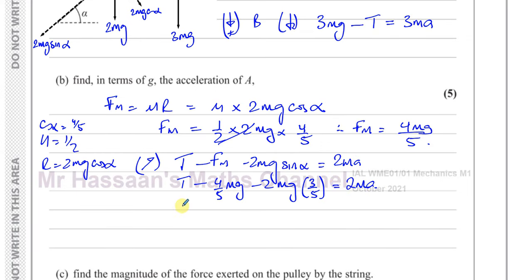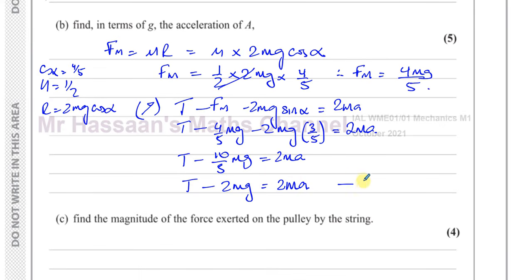So from this half of the equation, T, this is going to be minus 6 over 5 mg, that's minus 4 over 5 mg. That's going to be minus 10 over 5 mg. Okay, that's going to be minus 6 over 5 mg, minus 4 over 5 mg, that's minus 10 over 5 mg equals 2ma. So we can say T minus 2 mg is equal to 2ma. All right, so that's one equation now I have, which I can use.